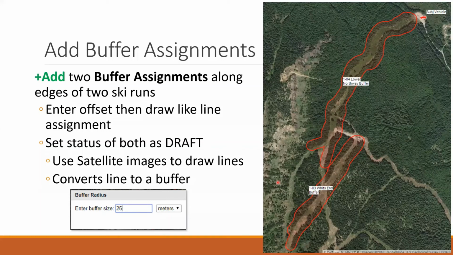How would you get within like 25 feet of the tree layer? So you would have to outline the ski run and then add a buffer? Or can you go right there? Or do you just go down the middle and add a little bit?